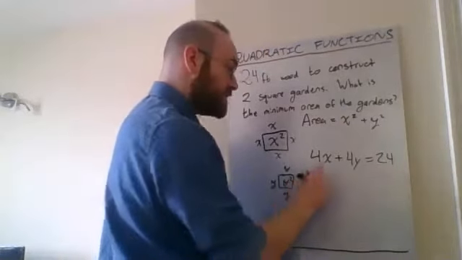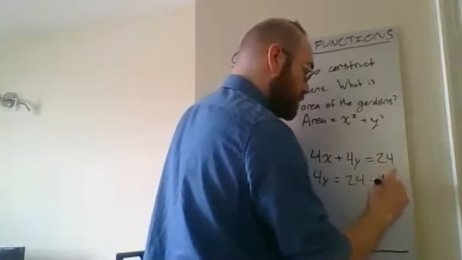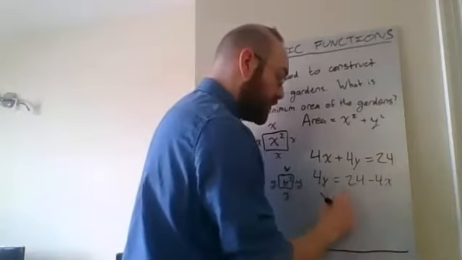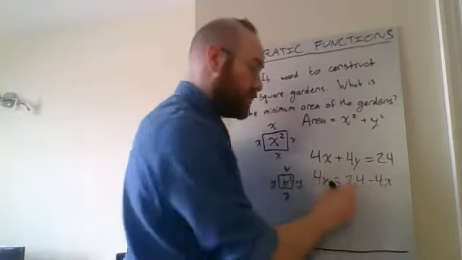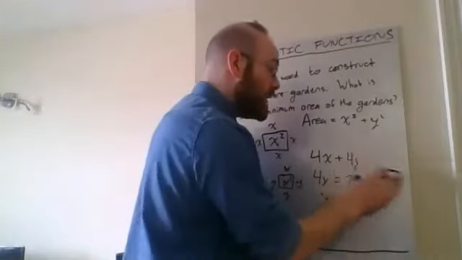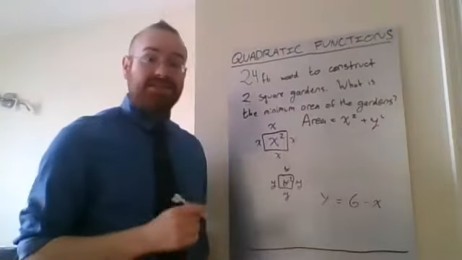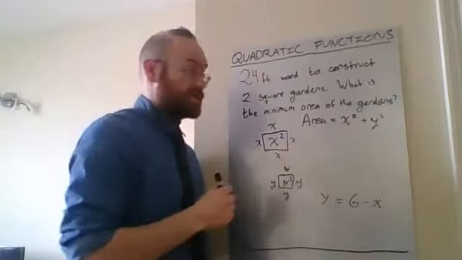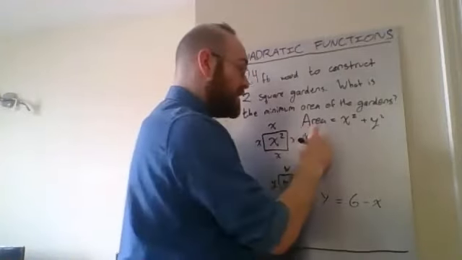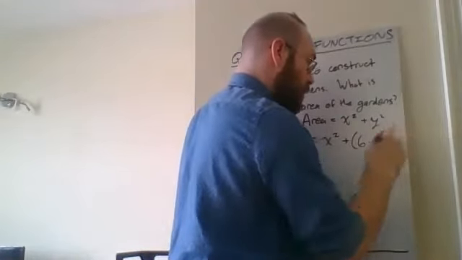So if I subtract 4x on both sides, I have 4y is equal to 24 minus 4x. And then if I divide both sides by 4, I have y is equal to 24 divided by 4, which is 6, minus x. So I can take this new form of the constraint equation and substitute it into our area function. So our area, which I'm just going to call capital A, is x squared plus (6 minus x) squared.